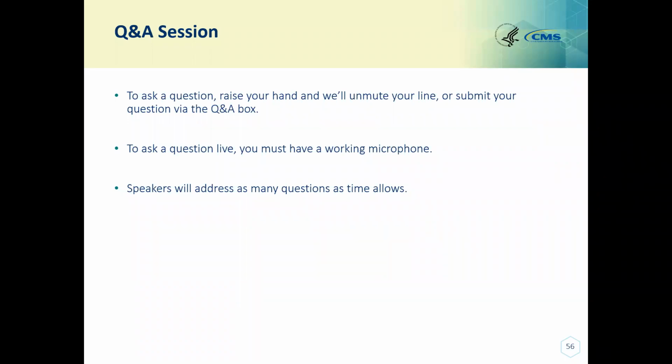I have two questions. My first question is for small practices. What is the difference between the hardship application and the automatic exclusion for small practices for the PI category, Promoting Interoperability?